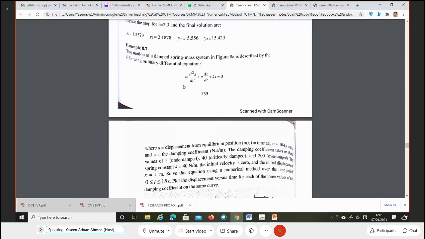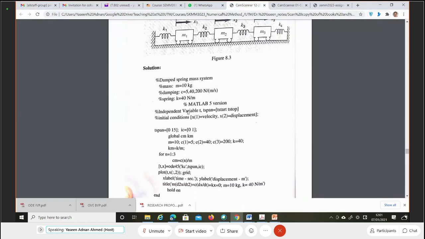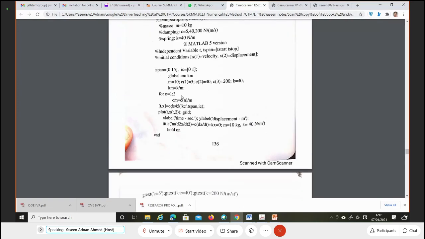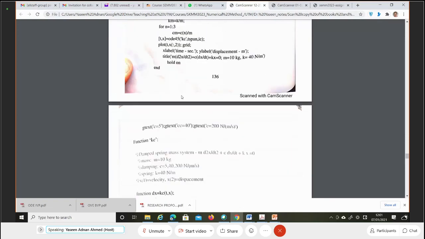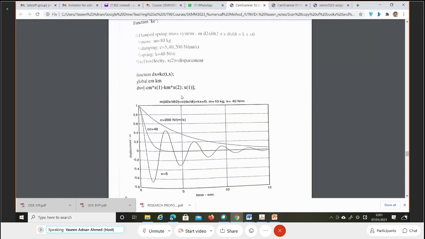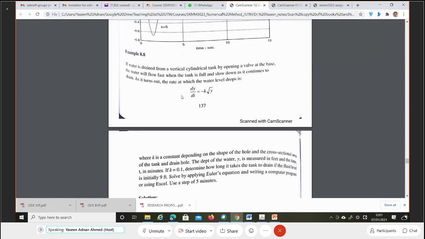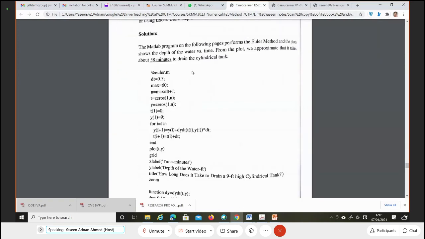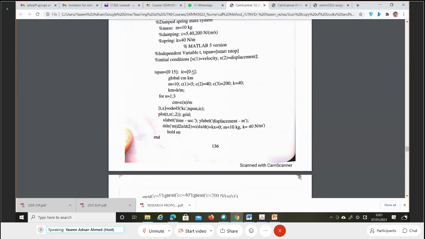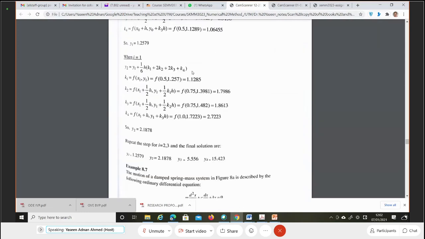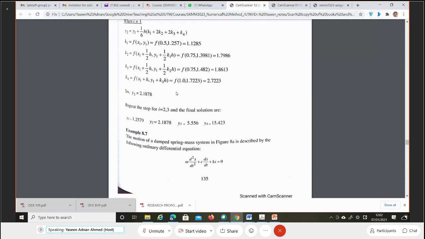If you have a second order, this is a second order IVP. This equation is solved using the ODE solver in MATLAB, but you have to solve it by yourself manually. This is the first order. First order is easy. Please try to solve it by yourself and post it in the WhatsApp group. So I will check it.